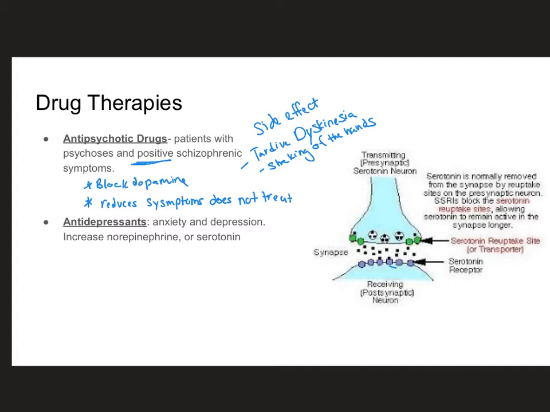The second classification of drugs that we're going to talk about today are antidepressants. And antidepressants work for both anxiety and depression. It increases the norepinephrine or serotonin. We call this an SSRI, which is what we call selective serotonin reuptake inhibitors.